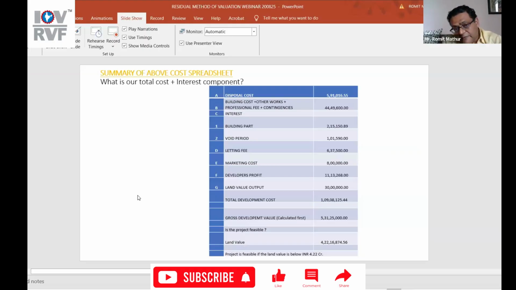Now, what is the summary? You can see the heads: building cost plus other works plus professional fees, then interest. Interest is building part, void period, letting fee, marketing cost, developer's profit, land value output. Now you have the total development cost. Then gross development cost is this much. So land value is this minus this. So the project is feasible if the land value is below 4.22 CR.